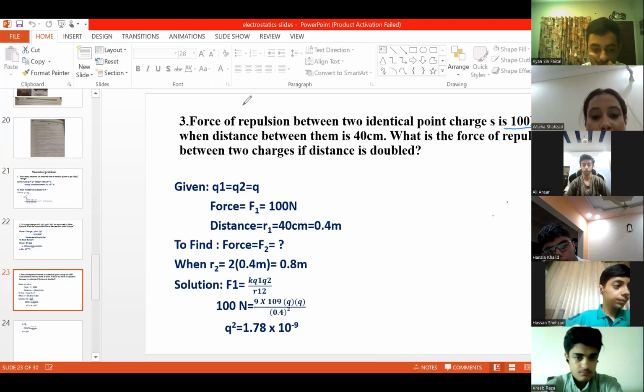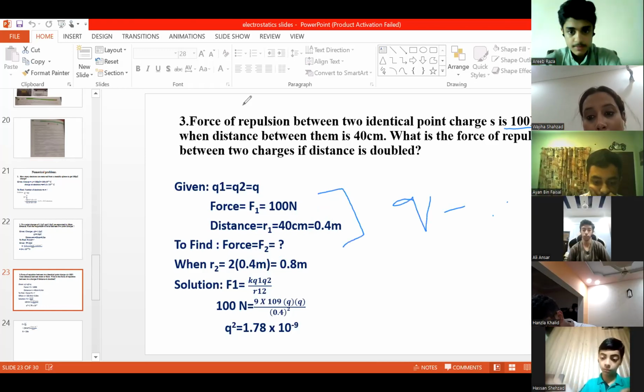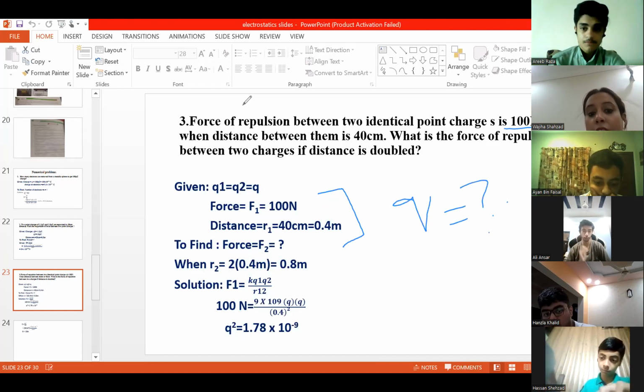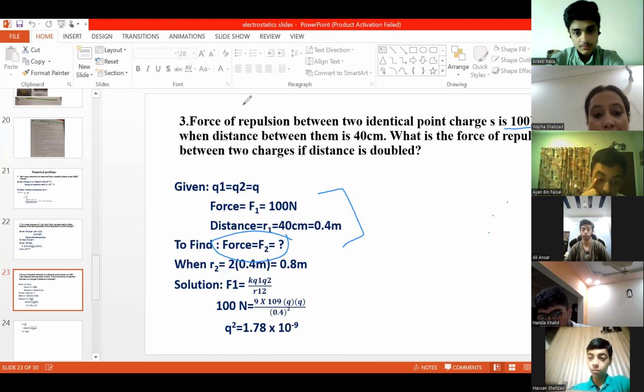First, we will use the force F1 and R1 to find out the value of charge Q. When we find the charge Q, then we will use these charges to find out the force F2. Okay, got it? Now we will use a formula, F1 is equal to K.